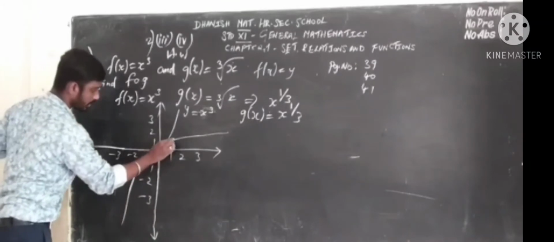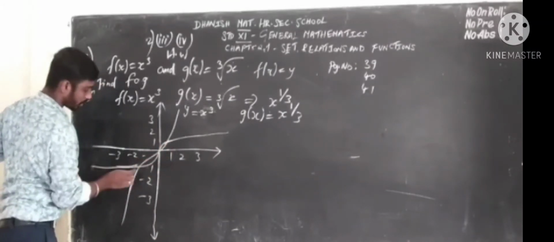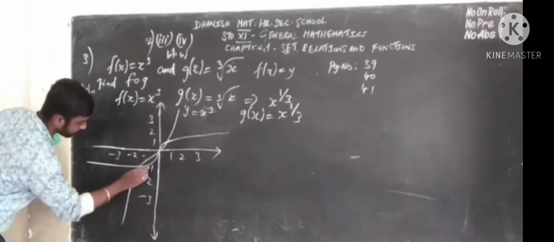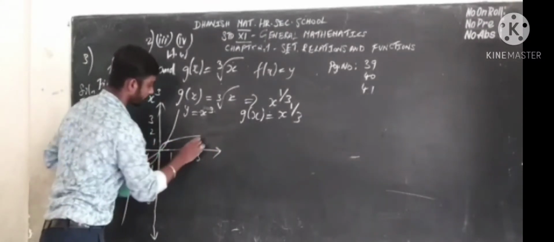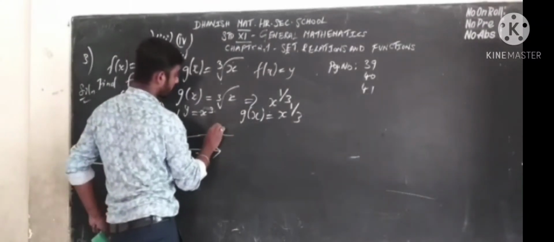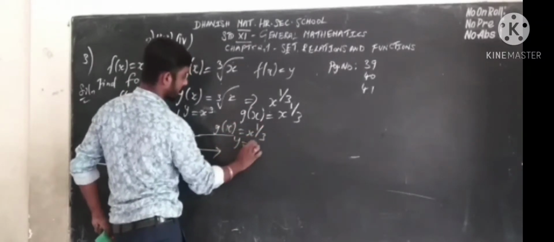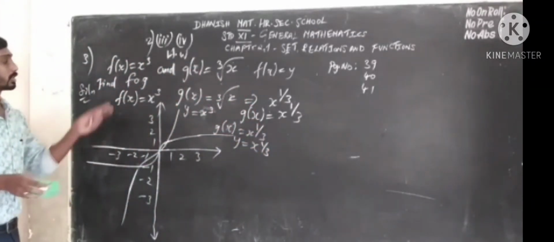First the curve goes this side, then the origin comes here, then you have to draw the curve like this. So this curve will be denoted by g of x is equal to x power 1 by 3. You have to write it this way: y is equal to x power of 1 by 3 curve.